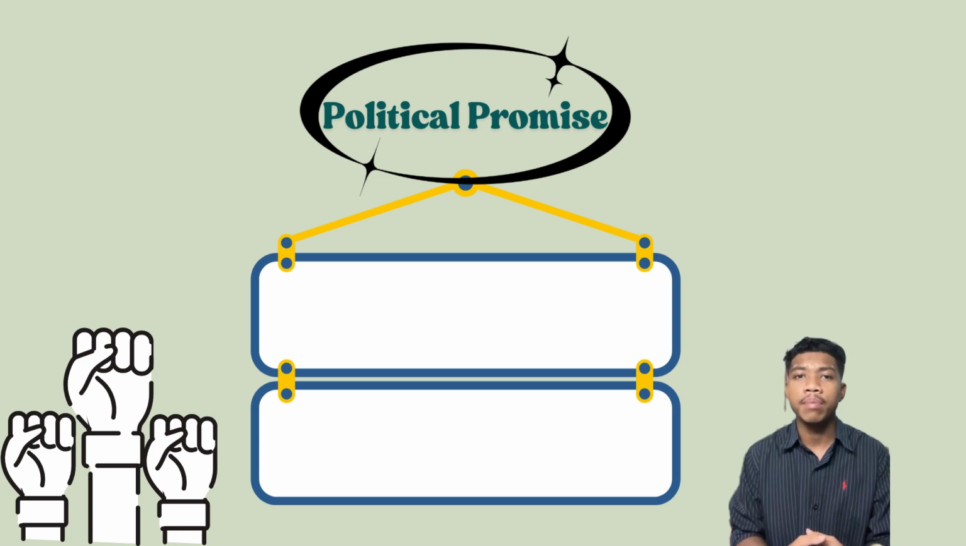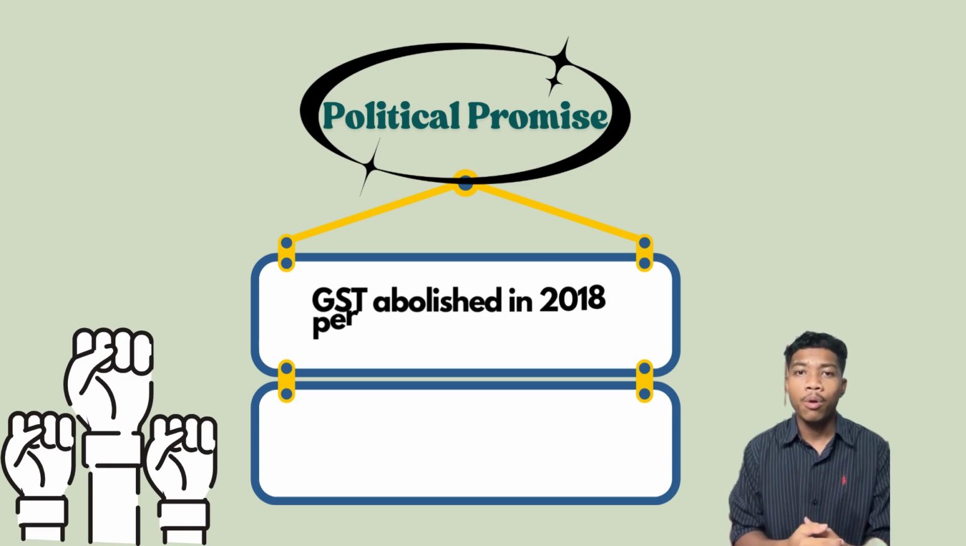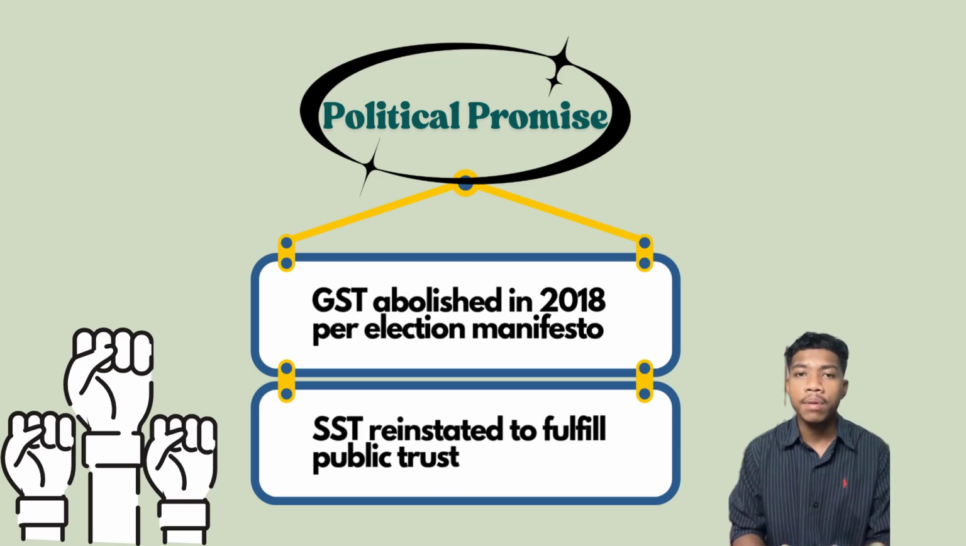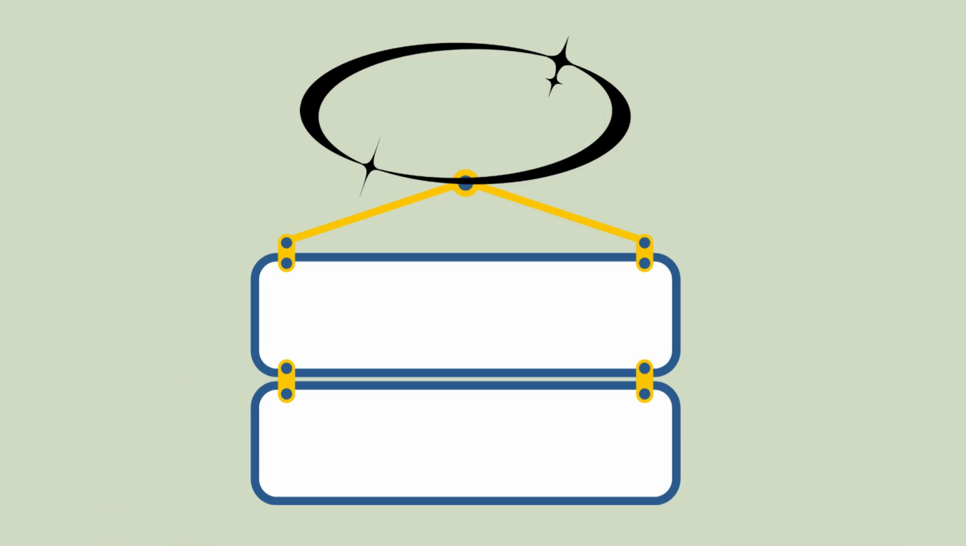Politically, this became a big issue. During the 2018 general election, one of the winning coalition's main promises was to abolish GST. To stay true to that pledge and regain public trust, the government reintroduced SST.